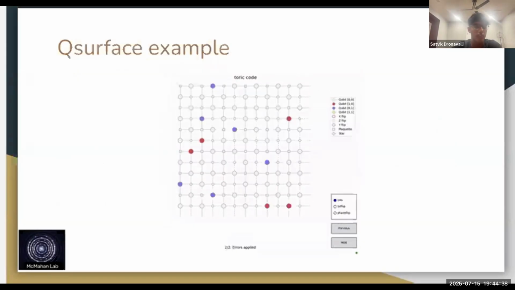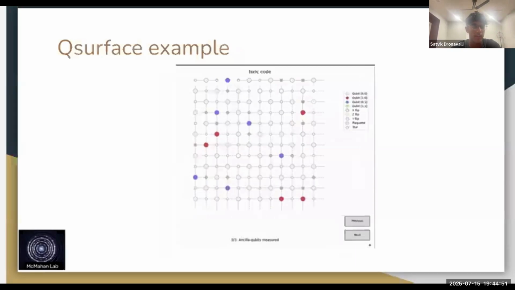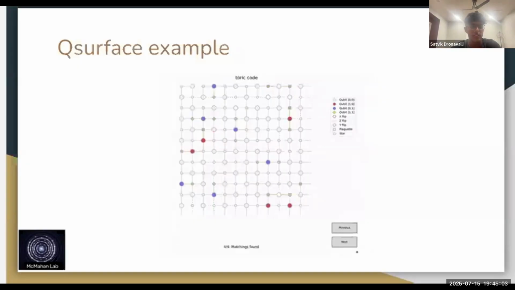Yeah, so when we apply errors, the colors will change, and that allows it to be easier to visualize. So let's go to the next one. And then the ancilla qubits will light up when we're doing testing, which you can see around the qubits that were altered. And then the matchings are when it finally detects the errored qubits. And that's just how it would look when decoded.